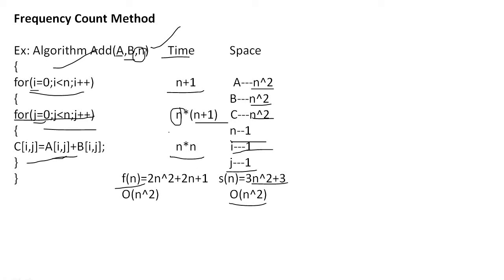n plus 1 plus n into n plus 1 plus n square. So, the total time complexity required for this algorithm is 2n square plus 2n plus 1. And the order of this time complexity? Big O of n square. This is the example for the frequency count method. Like this, we can calculate the time complexity and space complexity.